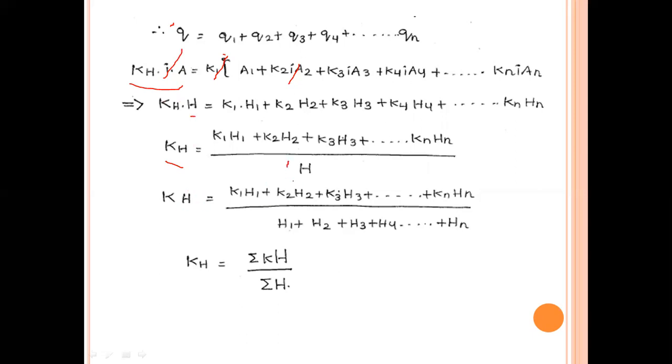But H equals H1 plus H2 and so on, Hn. Substitute this H value. Kh equals K1 H1 plus K2 H2 plus K3 H3 and so on, Kn Hn, divided by H1 plus H2 plus H3 and so on, Hn. This equation is written as Kh equals sigma Kh by sigma H.